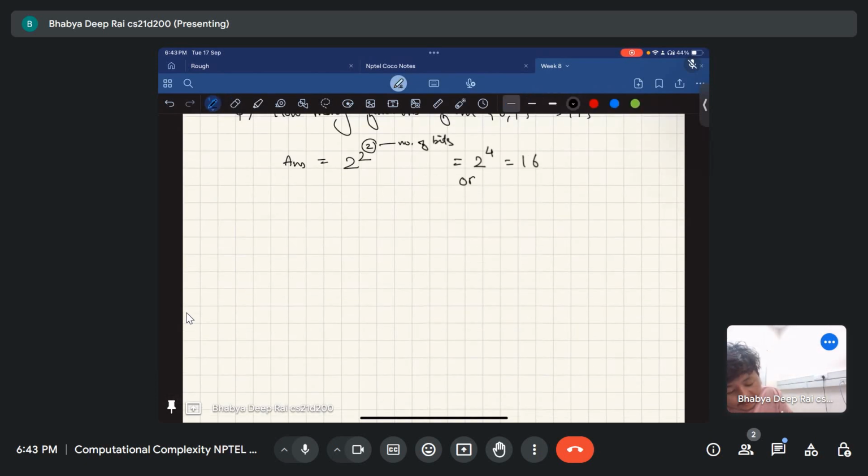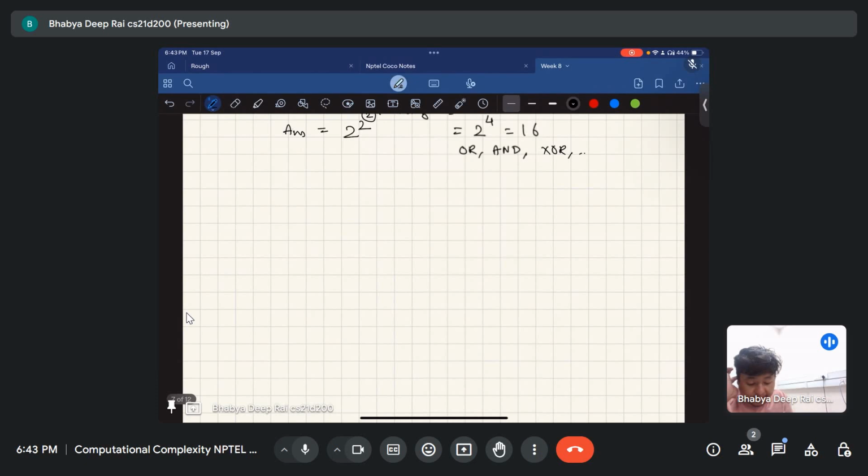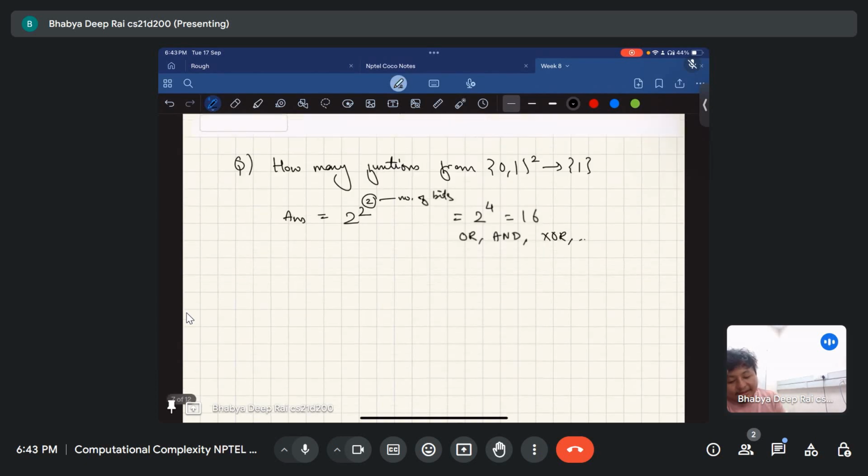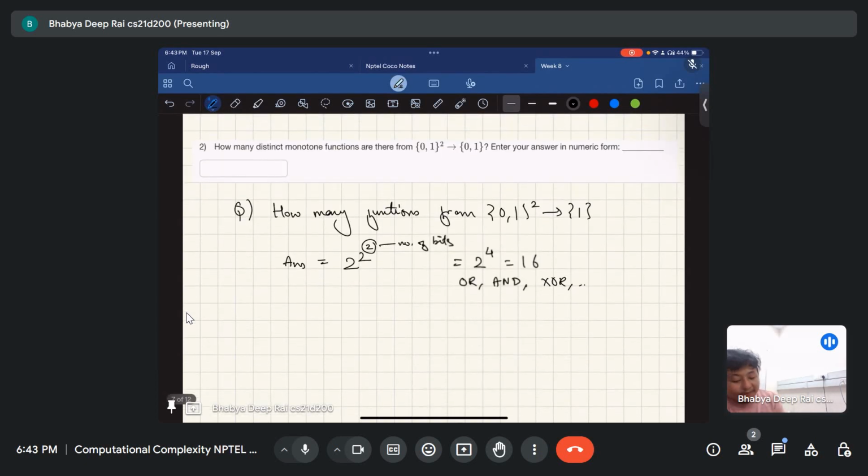OR and AND and XOR and so on. Okay. And this is how it goes. Now they are asking how many distinct monotone functions are there.